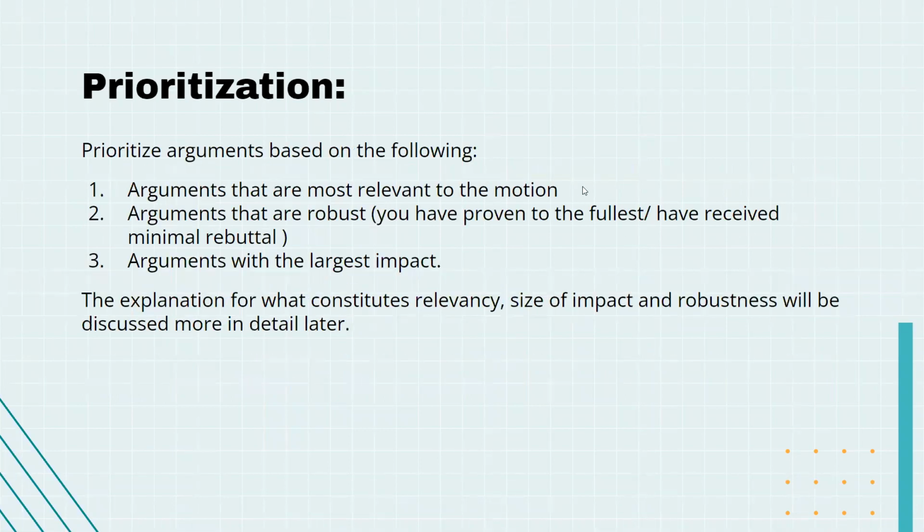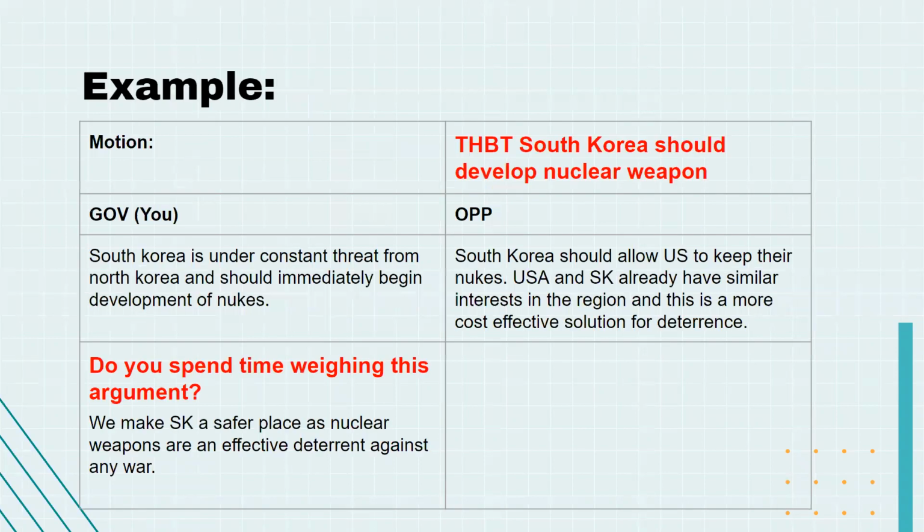How then do you prioritize the arguments to weigh? Because even if you're not dropping arguments, start by weighing the most important arguments first, right? Arguments that are most relevant to the motion, arguments that are most robust, and arguments that have the largest impact are what you use to decide which one you prioritize. I'm going to explain what all of this means when I'm talking about weighing in general, because there is no single definition. It's going to depend on the motion. So I've left a definition for now, but just keep this in mind for when you get to prioritization, right?